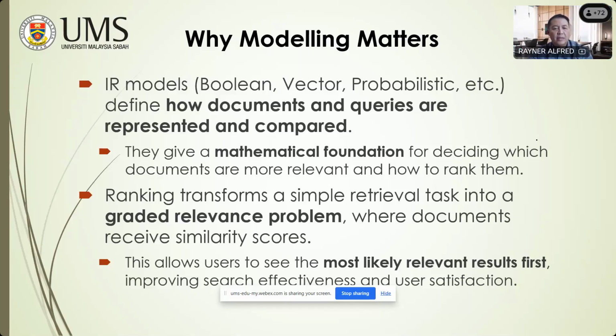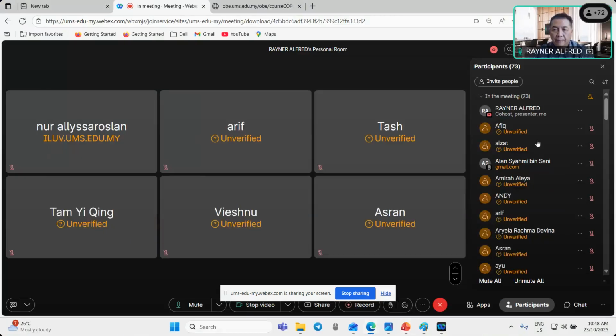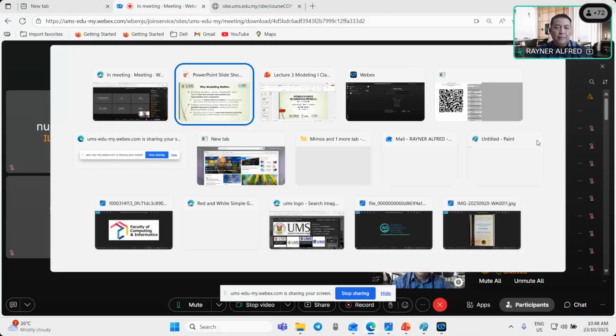How important is the document with respect to the query that we have? So for that reason, this allows the user to see the most likely relevant result first. So we rank them based on the scoring. The top one might be the most important document for the user with respect to the query, or might not be the most relevant. So it depends on how you key in your query.